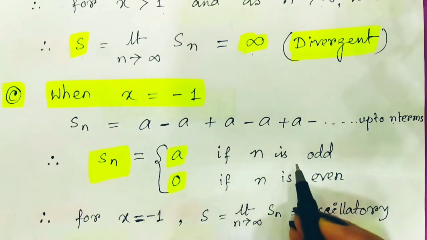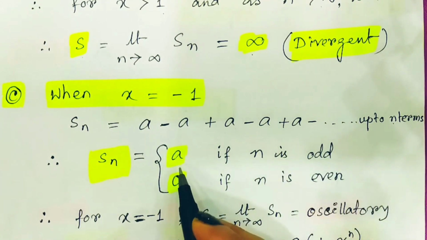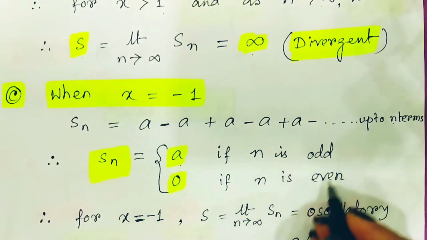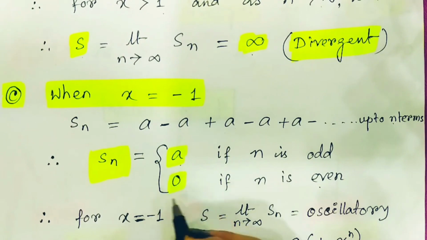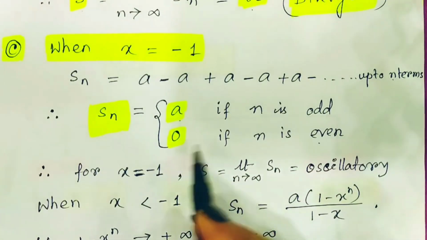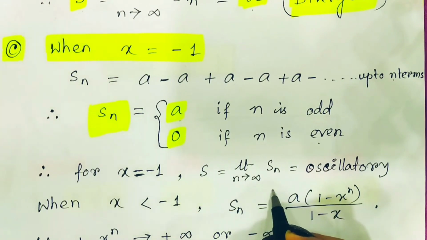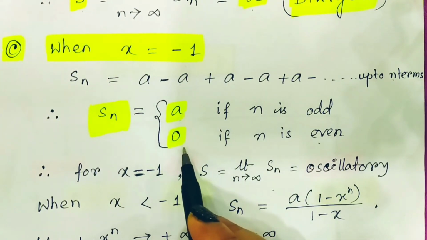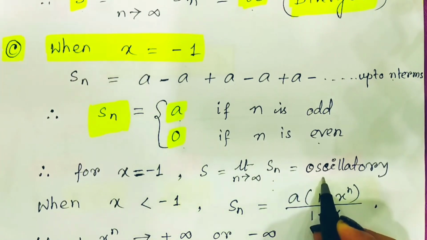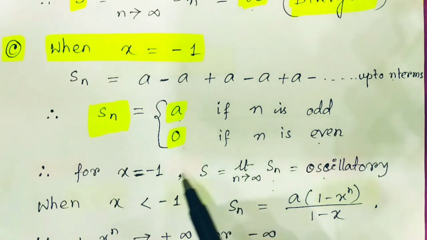Now if n is odd, then this summation gives us the value a, and if n is even, then definitely we will get the value 0. So for x equal to minus 1, when we take the limiting value, we have two values: either a or 0. So we say the given series is an oscillatory series and it oscillates between 0 and a.